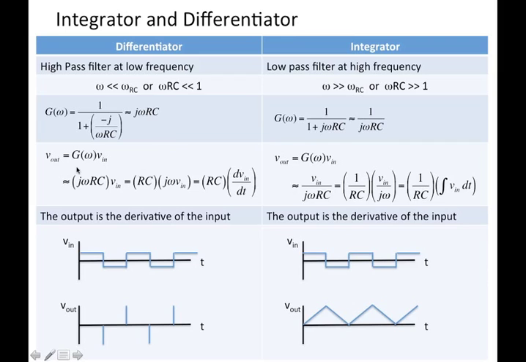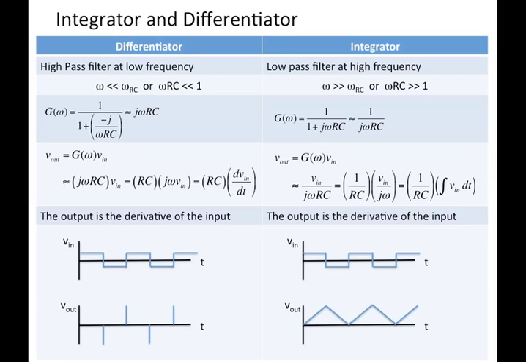Now remember, the V out is just the gain times V in, and so we can approximate that if we're in this low frequency region. It's just going to be j omega RC times the input voltage, but we can separate that RC out, and then j omega times the input voltage, right? That's really just dV/dt, because differentiation is just multiplying by a constant, in this case the special constant, j omega.